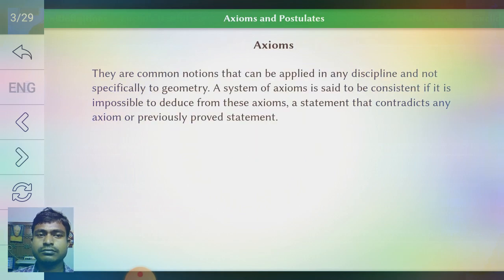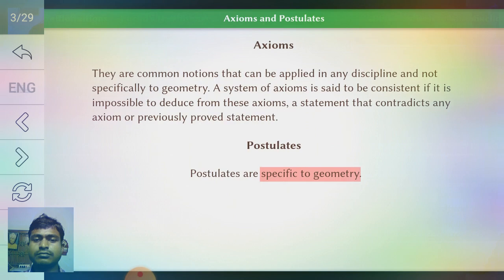Axioms are common notions that can be applied in any discipline and not specifically to geometry. A system of axioms is said to be consistent if it is impossible to deduce from these axioms a statement that contradicts any axiom or previously proved statement. Postulates are specific to geometry.